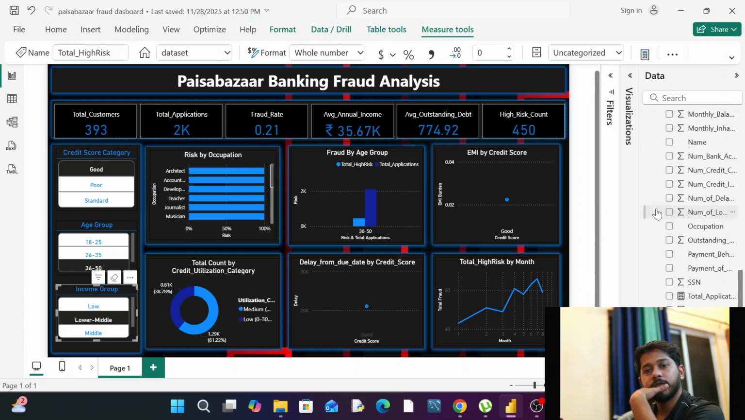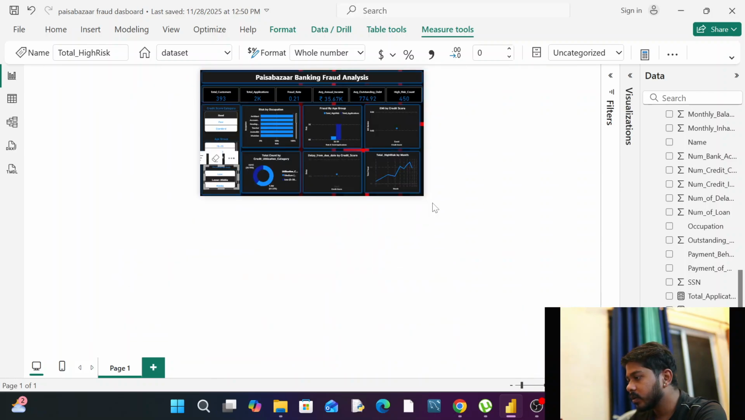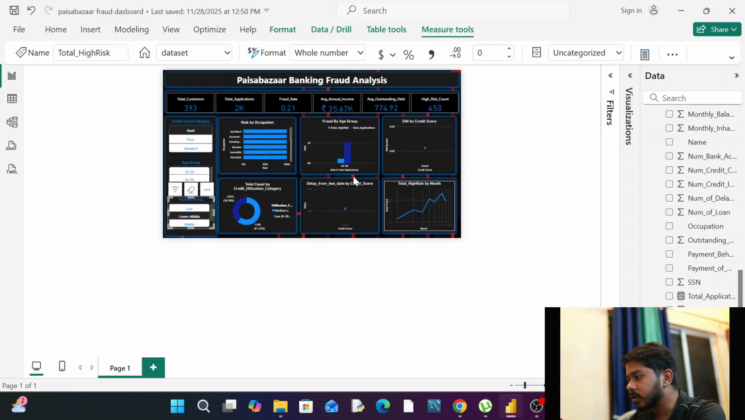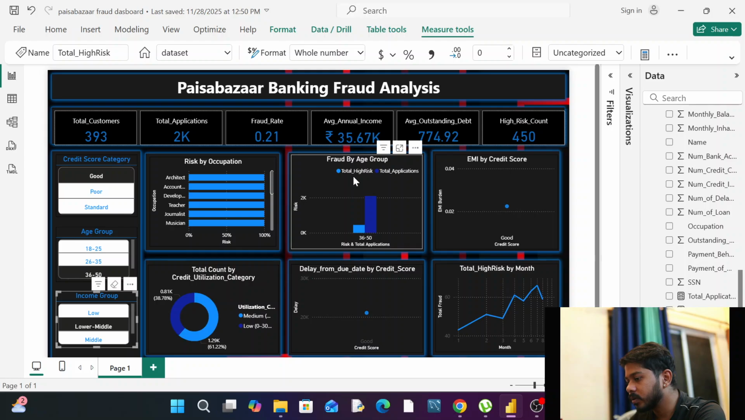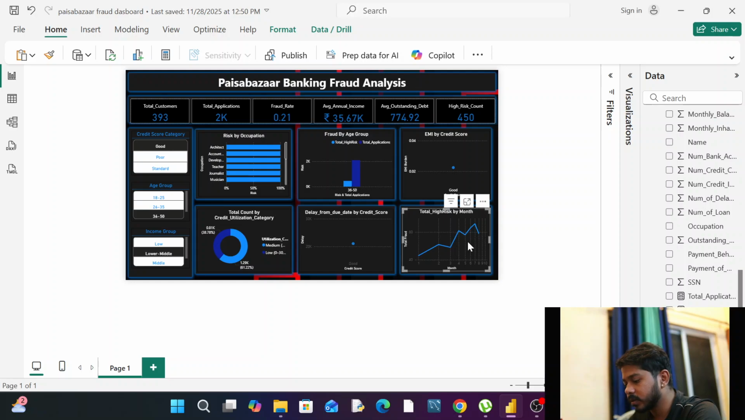And likewise, we made all the KPIs, and after making the KPIs, I can show you simply how we did it. It is getting too much zoomed. Let's control C, control V. Let's take one chart.